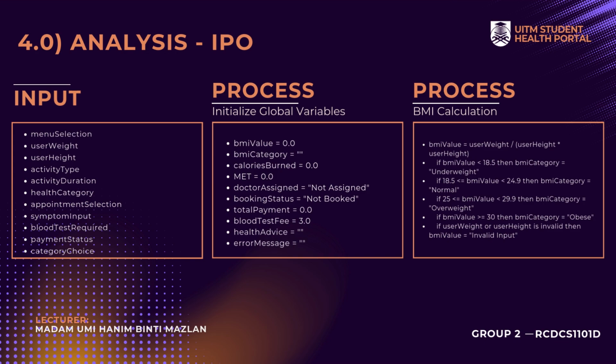Next, the process section. We initialize global variables that store key information such as BMI value, calories burned, doctor assignments, and booking status. These variables are used throughout the system to manage the health calculation and appointment. One of the main processes in our system is BMI calculation. The system computes BMI using the formula weight divided by height squared. Based on the result, it categorizes the user as underweight, normal, overweight, or obese.